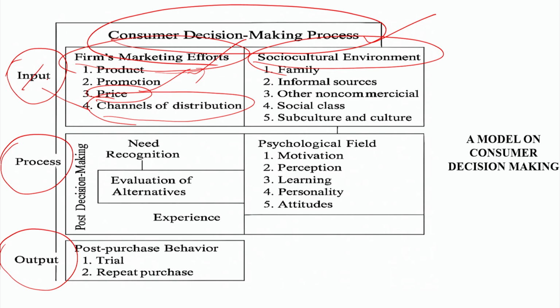The second one, apart from input, is the socio-cultural environment. In this you will find very important groups that influence the rural consumer's mind very significantly. The first one is family, then information sources, other non-commercial sources, social class, subculture and culture, which we have discussed in the previous class. I told you there are various types of groups: primary groups, secondary groups. For example, if a rural consumer has made up his mind to purchase a product, generally where does he take his options or information from? The customer will just go to his family, the people who are his best friends.